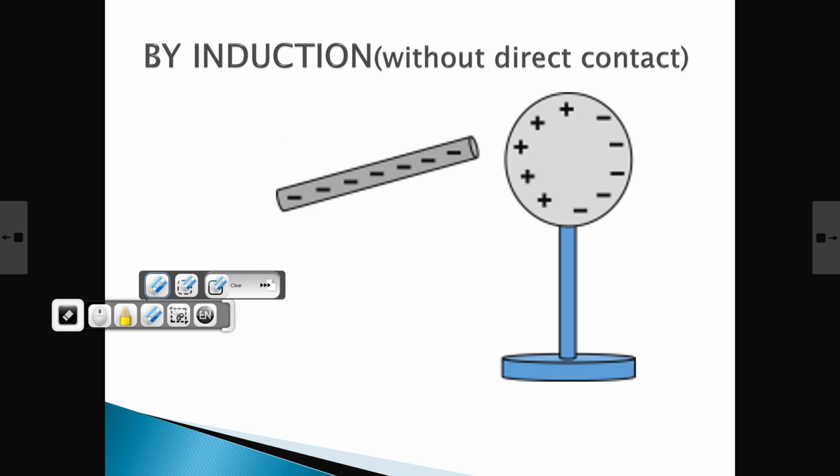These are the three methods of charging a body. First one was charging by rubbing, second one was charging by conduction, and the third one was charging by induction. Of these, the first method, charging by rubbing or charging by friction, is used to charge insulators.